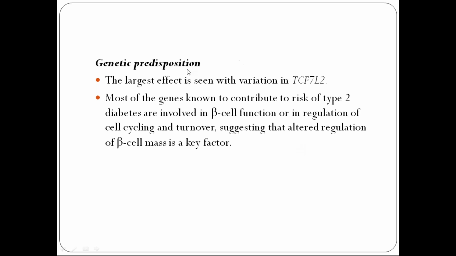Then genetic predisposition: the largest effect is seen in variation in the TCF7L2 gene, and these genes mostly contribute to type 2 diabetes and are involved in beta cells. Apart from contributing to type 2 diabetes, they also cause beta cell dysfunction and affect regulation of cell cycling and turnover, so there will be altered regulation of beta cell mass.